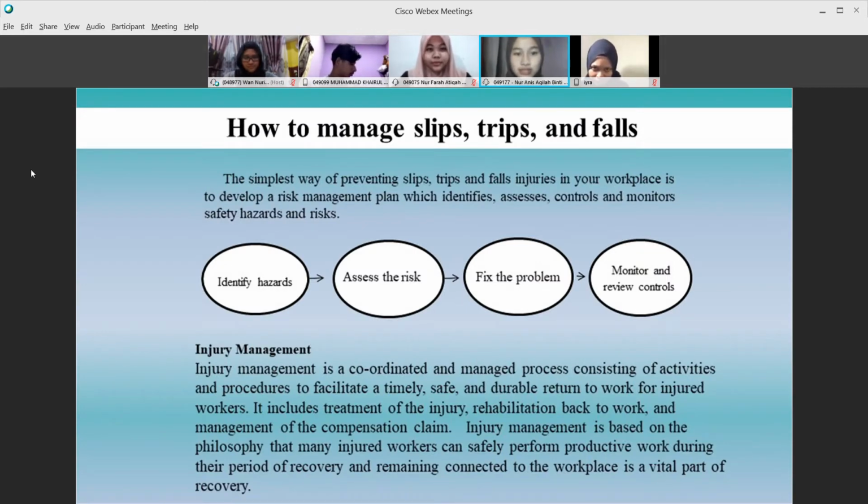How to manage slips, trips, and falls. The simplest way of preventing slips, trips, and falls injuries in your workplace is to develop a risk management plan which identifies, assesses, controls, and monitors safety hazards and risks. Injury management is a coordinated and managed process consisting of activities and procedures to facilitate a timely, safe, and durable return to work for injured workers.